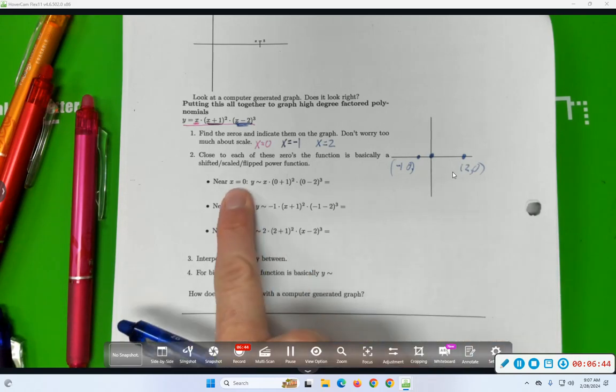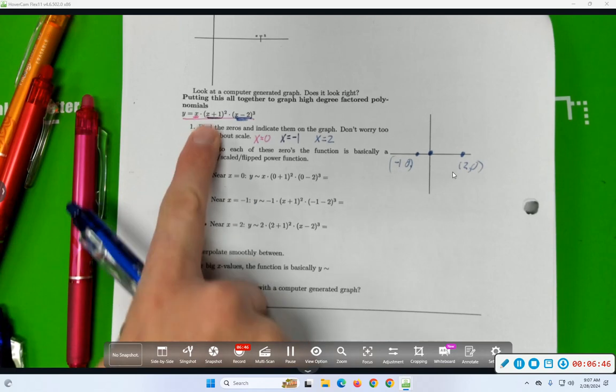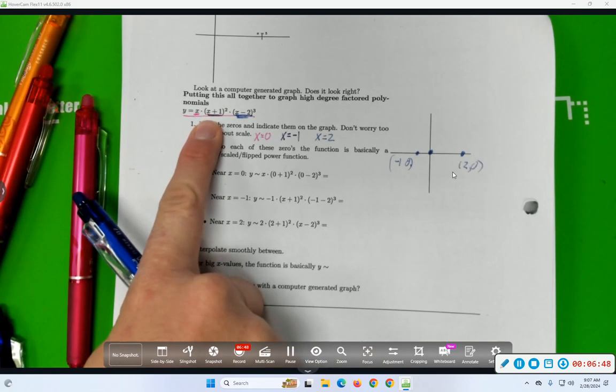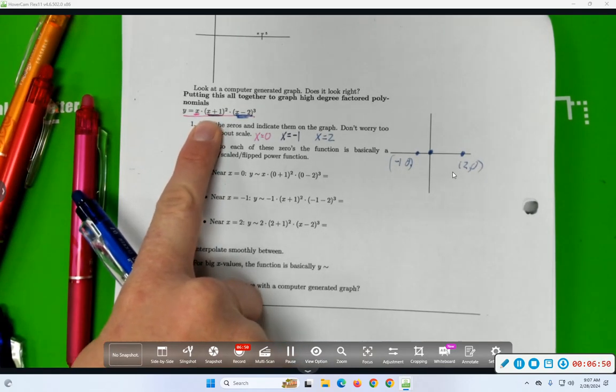So near x equals 0, let's see, in that factoring, which of the factors gives you the root at x equals 0?